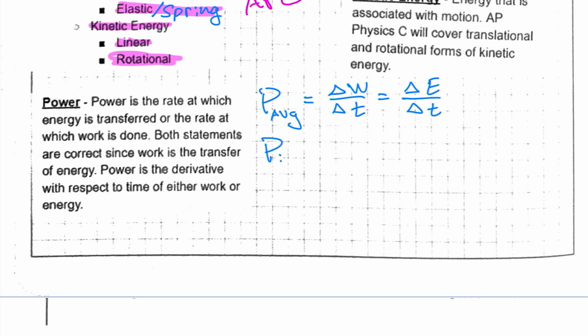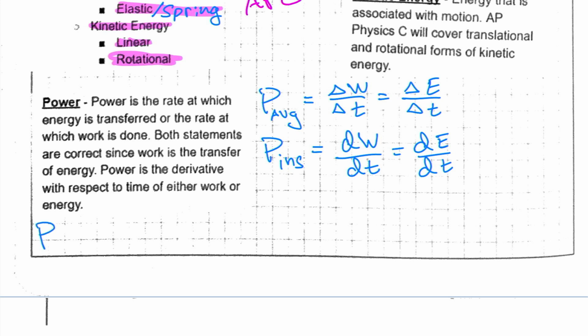Our instantaneous power takes the deltas and turns them into derivatives. So P equals dW/dt, the time rate of change of work, or the time rate of change of energy. And we're going to derive an equation now that's not on the equation sheet. I'm not sure why they didn't include this one, but it's useful to know, and here's a quick little derivation for it.